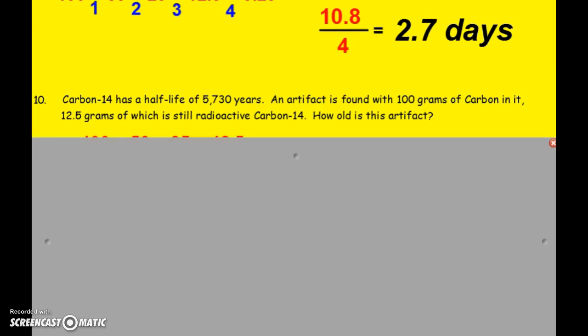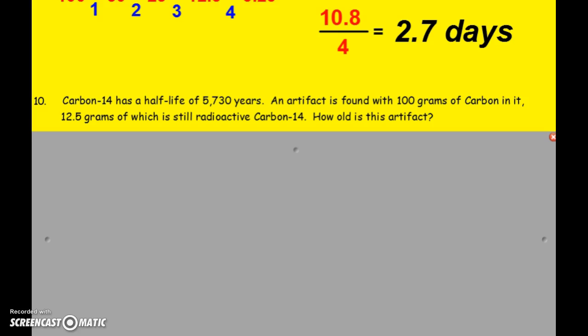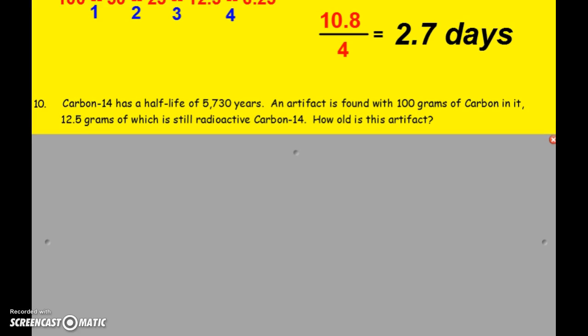All right, our last question kind of involves radiocarbon dating. It says that our carbon-14 has a half-life of 5,730 years. An artifact is found. It has 100 grams of carbon in it. 12.5 grams are still radioactive carbon-14. So how old is this artifact? Well, again, I have my starting amount, 100 grams of carbon. 12.5 grams is my finishing amount.